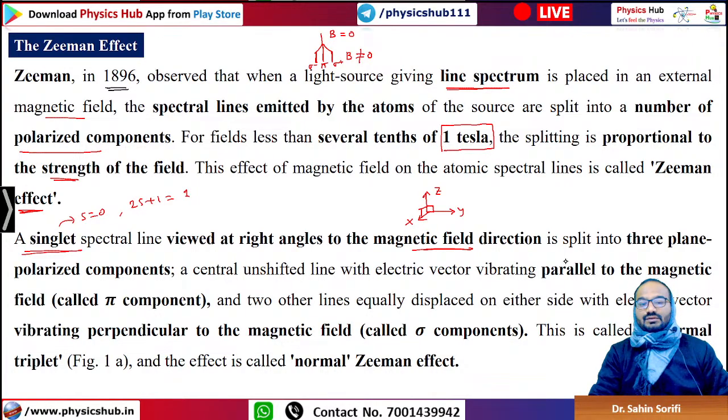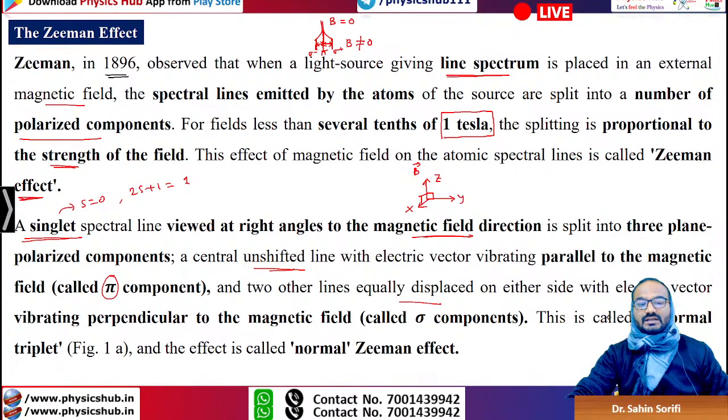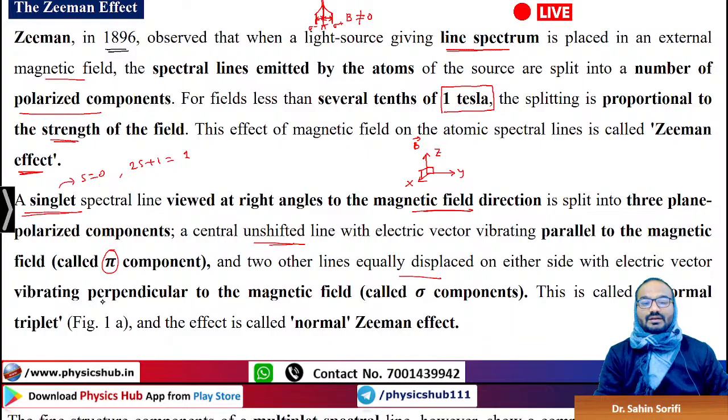If you view at right angles to the applied magnetic field, the line is observed to be split into three plane polarized components. A central unshifted line, with electric vector vibrating parallel to the magnetic field, is called the pi component. And two other lines, equally displaced on either side, with electric vector vibrating perpendicular to the magnetic field, are called sigma components. The separation between these two lines is equally spaced. This is called a normal triplet.